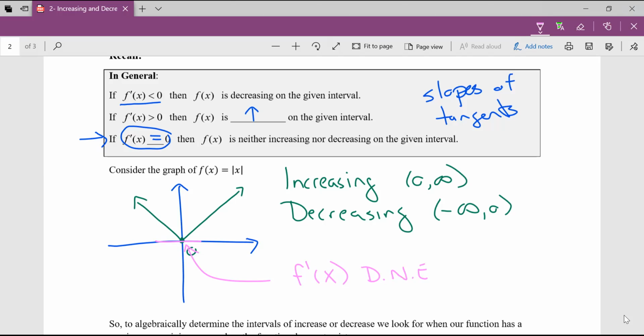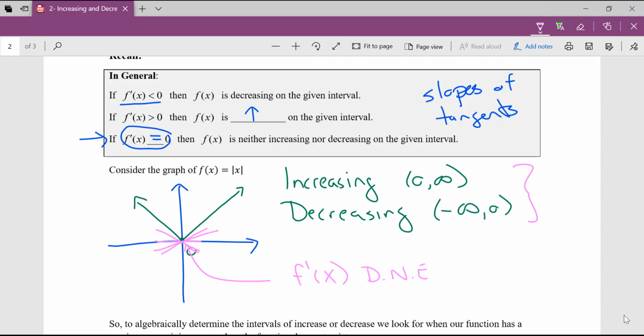One reason you could think of it as not existing is to think of how many tangent lines I could draw at that moment. I could actually draw an infinite amount of tangent lines. That's one way to think of it. So definitely 0 is the important part because that breaks up where I'm looking for increase or decrease.